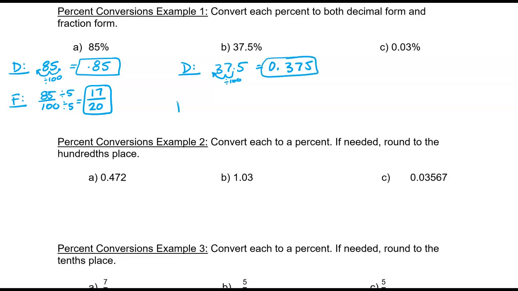And then for the fraction, you're going to take the number without the percentage sign, so 37.5, and write it over 100.